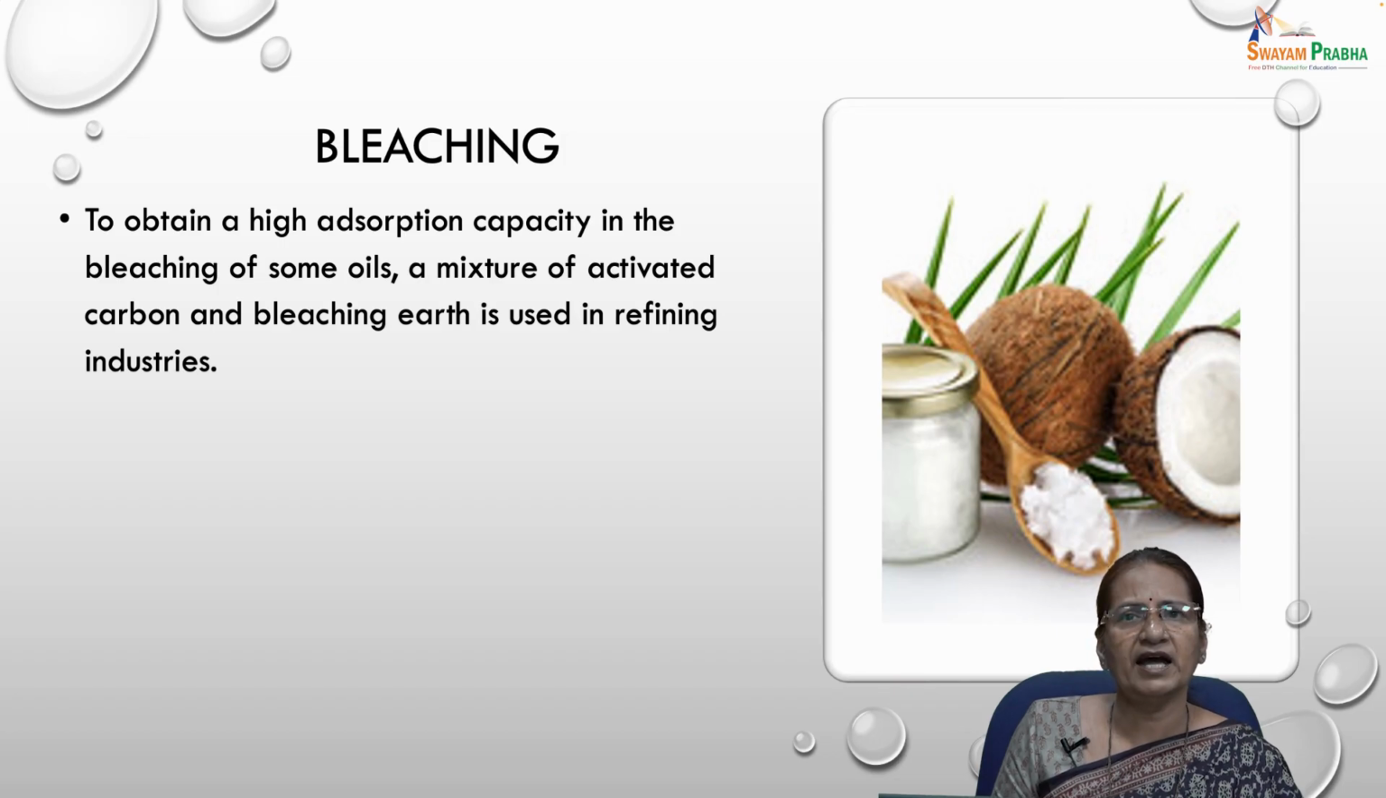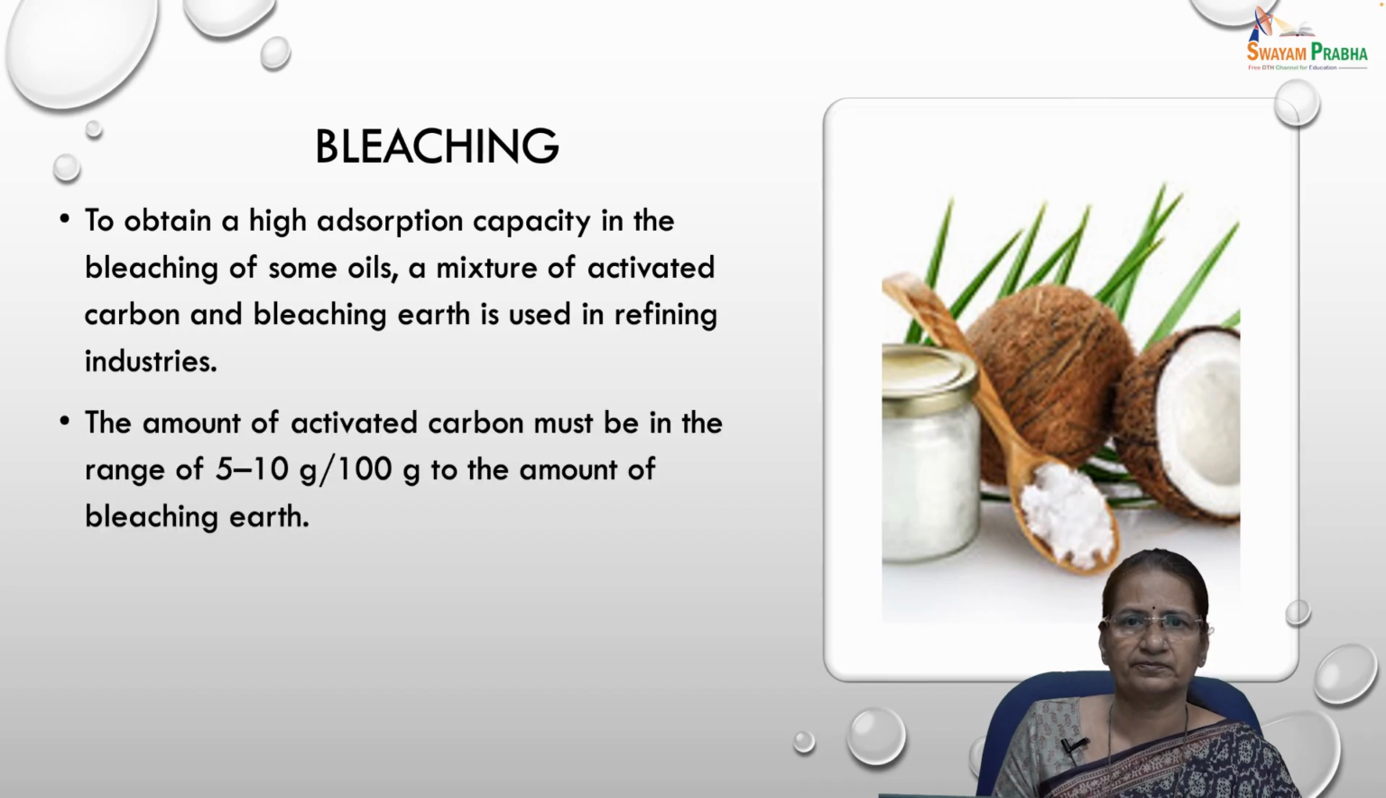To obtain a high adsorption capacity in the bleaching of some oils, a mixture of activated carbon and bleaching earth is used in refining industries. In general, the amount of activated carbon must be in the range of 5 to 10 grams per 100 grams of the amount of bleaching earth.